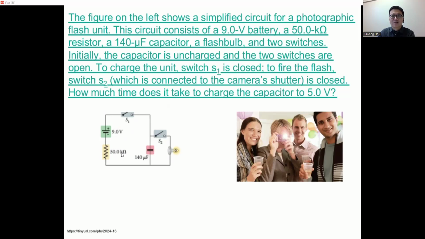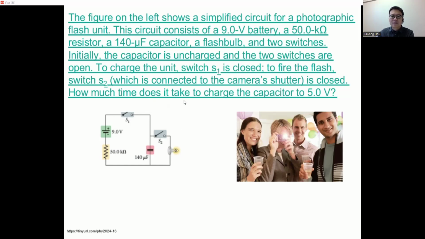Okay, so 10 to the minus 3 or 10 to the positive 3, and then a 140 microfarad capacitor and a flashlight unit, light bulb, and 2 switches. When switch 1 is closed, you are charging this capacitor, and after that you can open switch 1, then close switch 2, so then the energy will be drawn from this capacitor, and then you'll fire the flashlight.